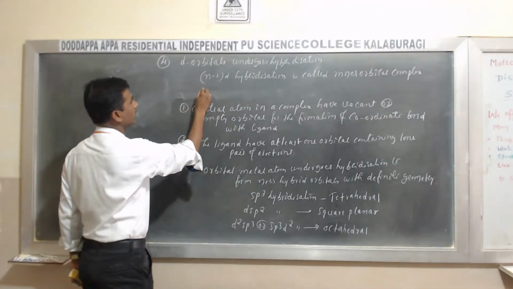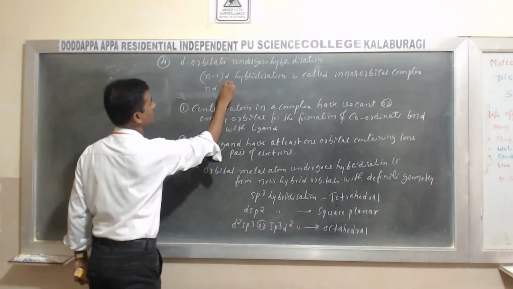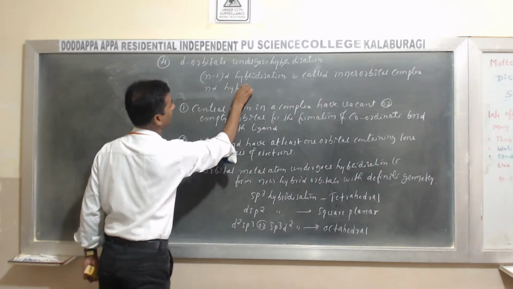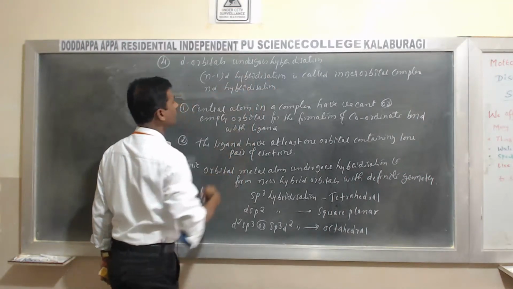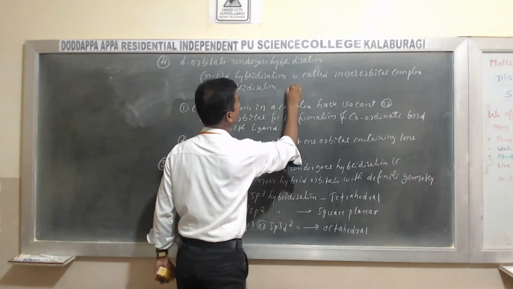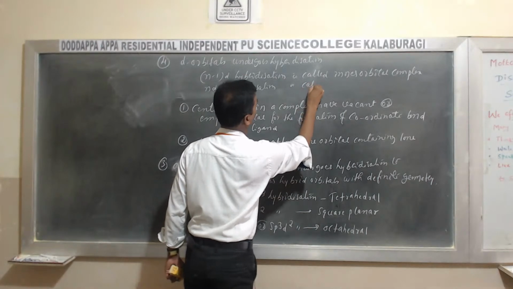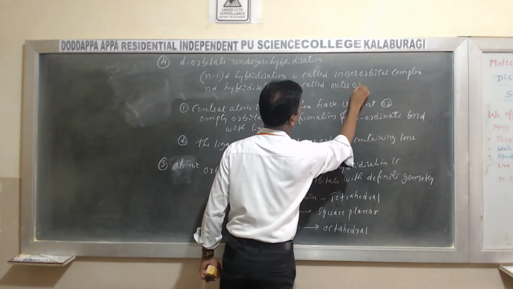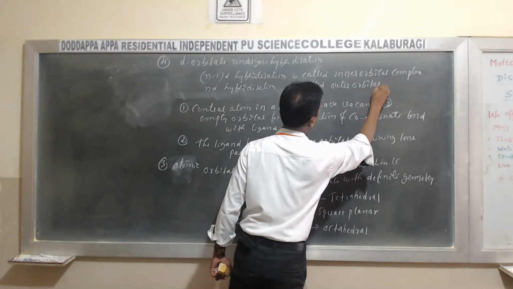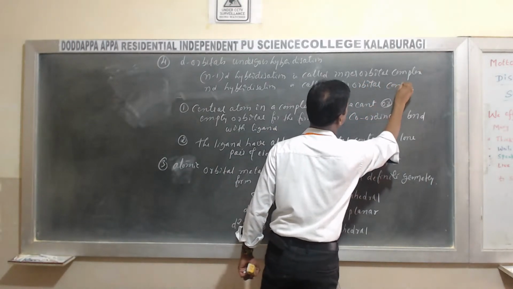And if the hybridization is of nd type, it is called an outer orbital complex. Is it correct or not?